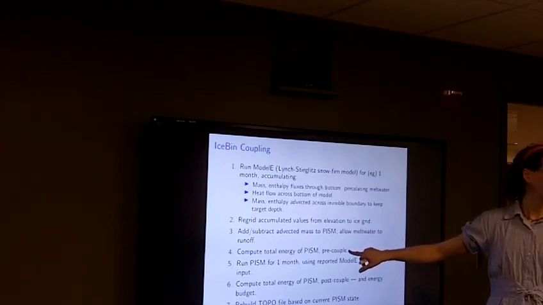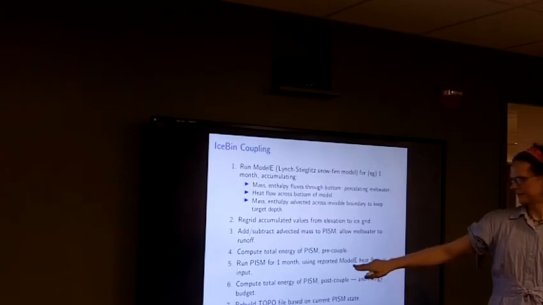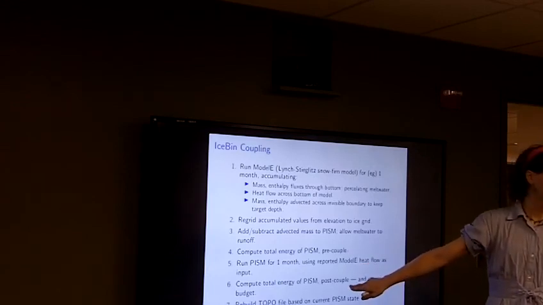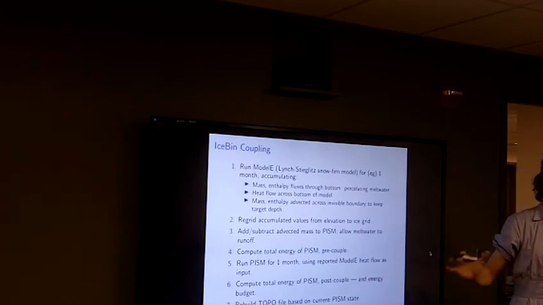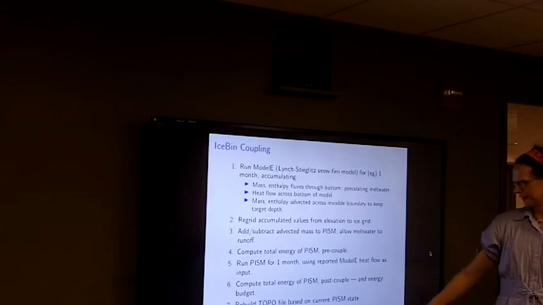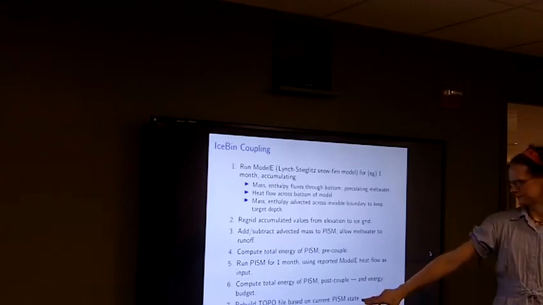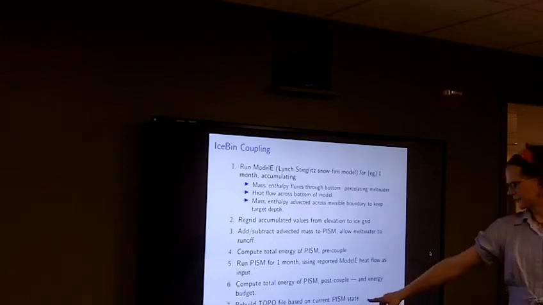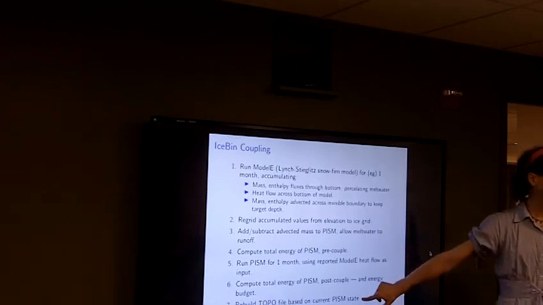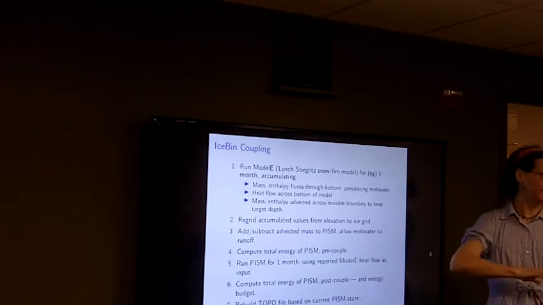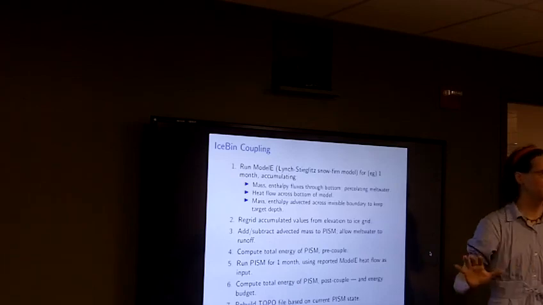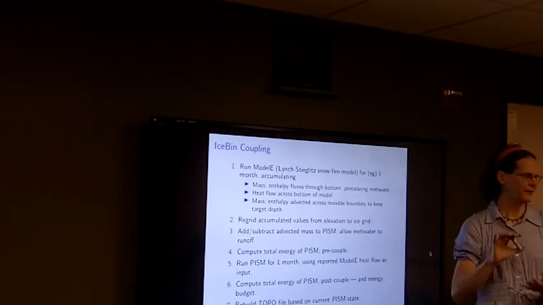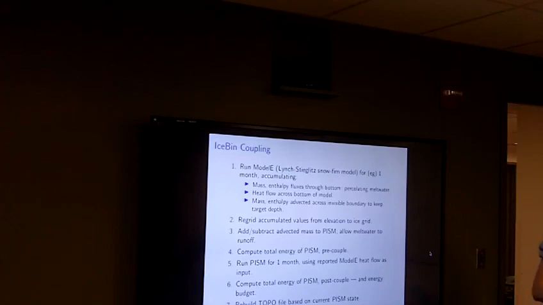Now we compute the total energy of PISM, then we run PISM for a month, then we compute the total energy again, so we can get those energy conservation pictures I was showing you before. And then, based on the current PISM state, we create a new Greenland and stick that into our topo file, so we create a new topo file for ModelE based on whatever state PISM Greenland is in right now.